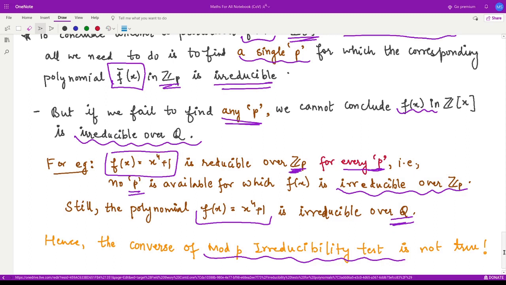So we have discussed two tests in this video. In the next video we shall see one more test known as Eisenstein's criterion for checking the irreducibility of polynomials.